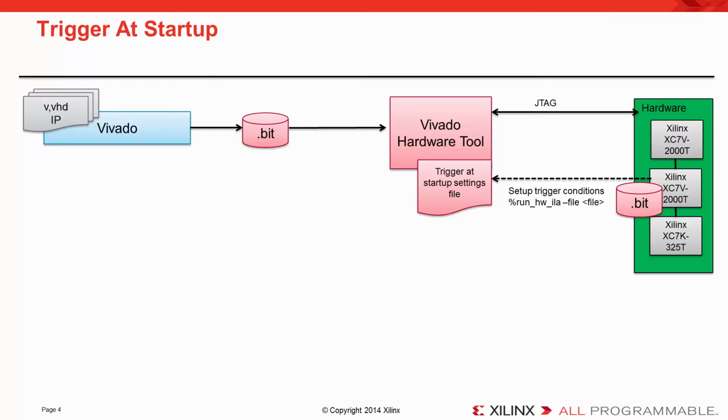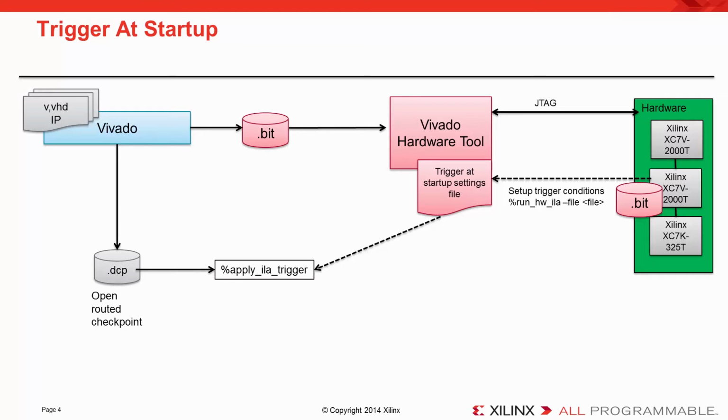First, we set up the trigger conditions we are interested in that happen at device startup. We capture these trigger conditions into a Trigger at Startup file. Secondly, we'll apply these trigger conditions to the debug core by applying them to the implemented netlist. This netlist could be a result of opening the implemented checkpoint, or it could be the implemented netlist in the Vivado project flow. It takes almost no time to apply the trigger settings on the implemented design.